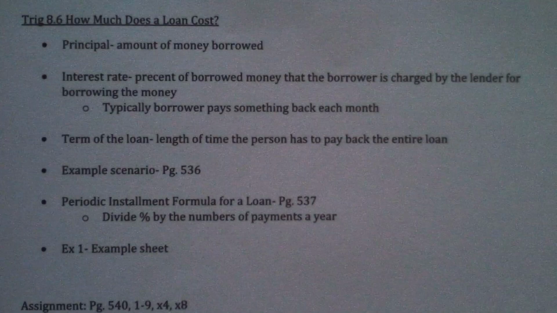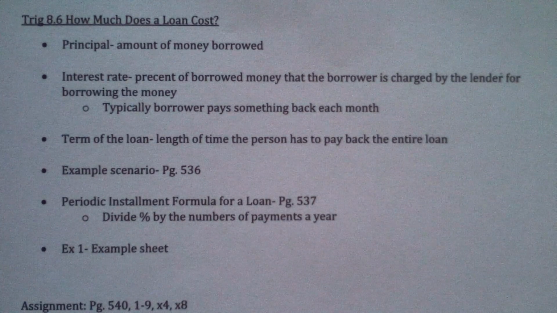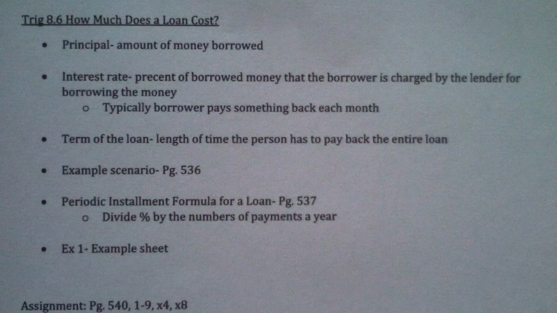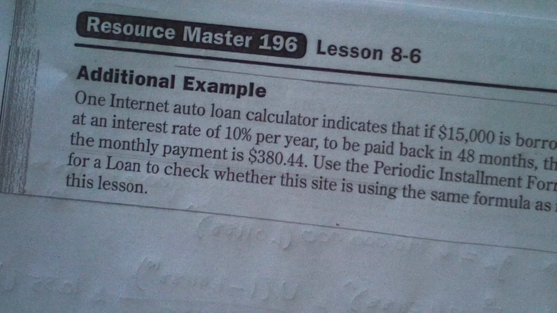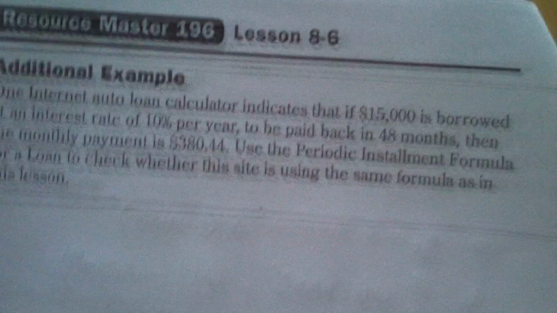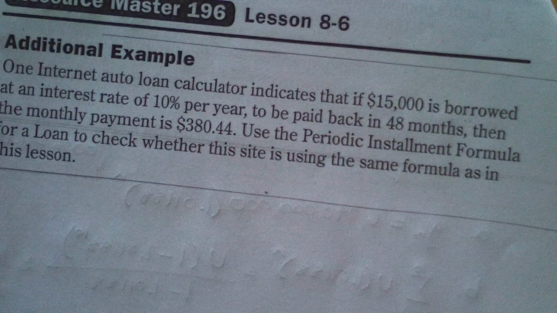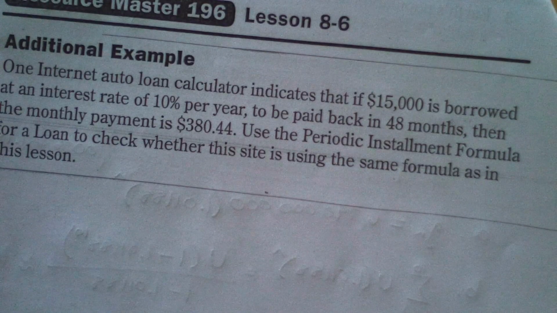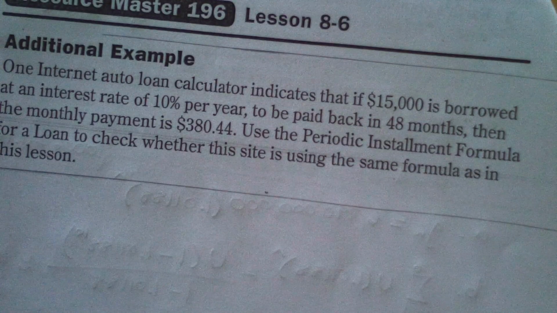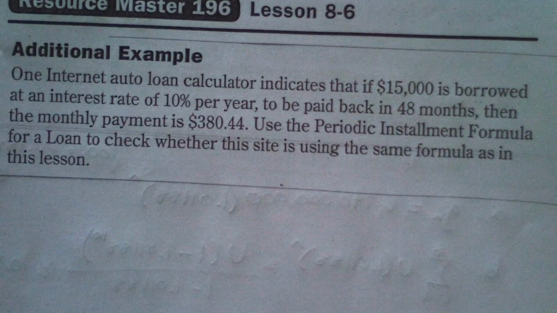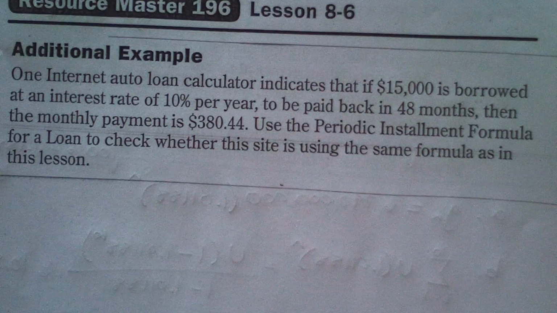So if you go to your example packet for the 8.6 one, we have one internet auto loan calculator. They have things out there that you can go to at a bank. I did this the other day when I was looking at stuff. I went to Fidelity and typed in some numbers, and they use this same exact formula. They just do it for you, because obviously a lot of people are not bright enough to do math themselves, so the bank does it for you.